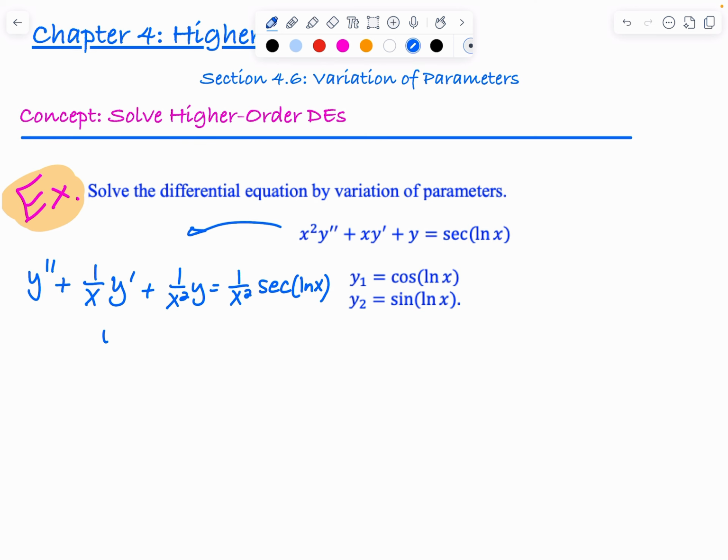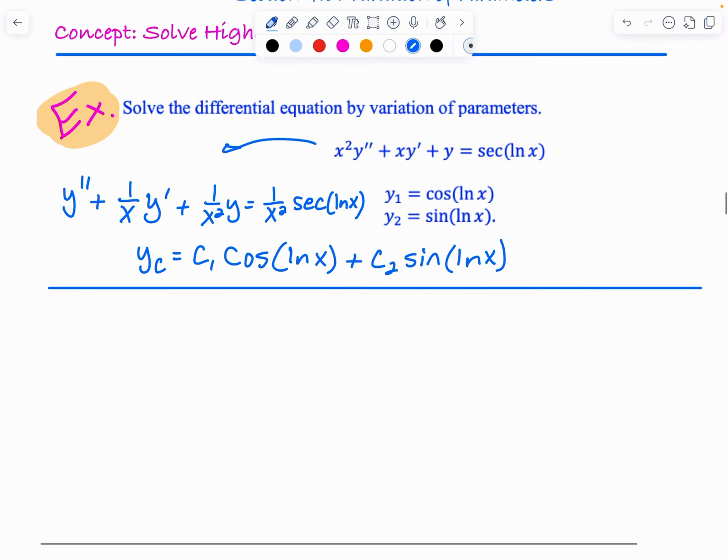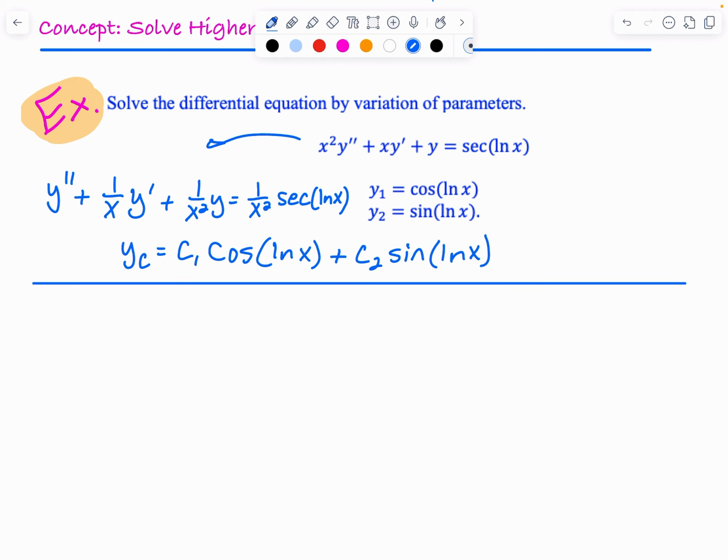In this problem, they went ahead and gave us the solutions to the homogeneous case. That is going to be c1 times cosine ln of x plus c2 sine ln of x. So we have that solution. That's where we get our y1 and y2. So this is y1, if you want to label, and y2.